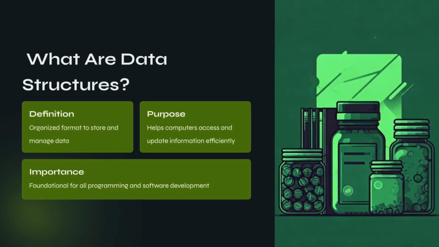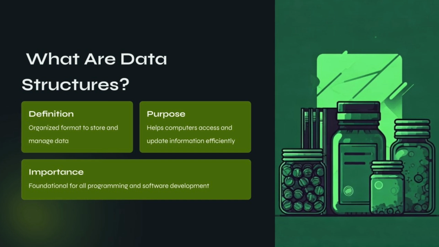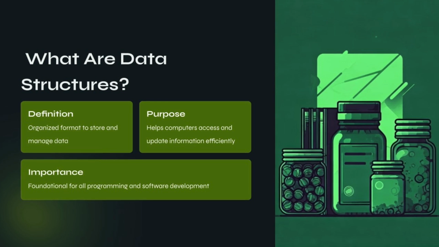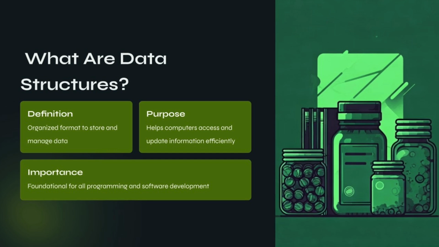Well, let's start with the important question. What exactly are data structures? Think of data structures as different ways to organize information, like putting your books on a shelf, your clothes in a closet, or your snacks in different jars. Just like we organize things in our daily life to keep things neat and easy to find, computers also need to organize data. And they do that using something called data structures.